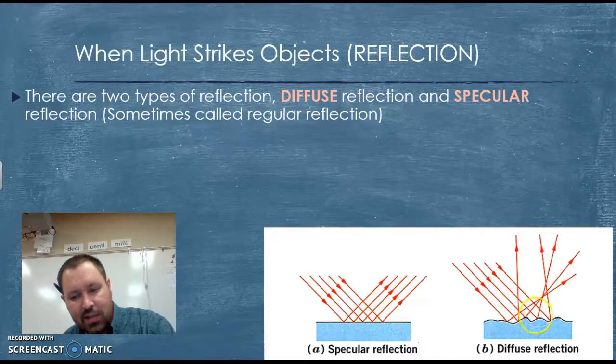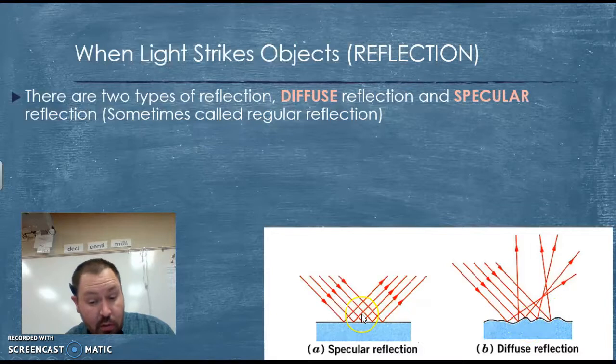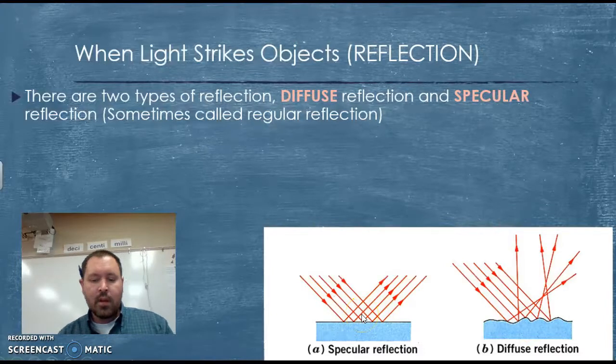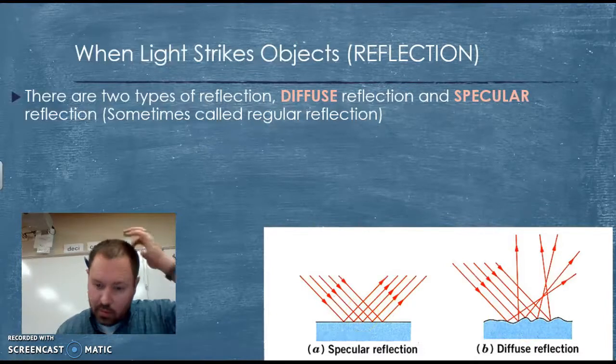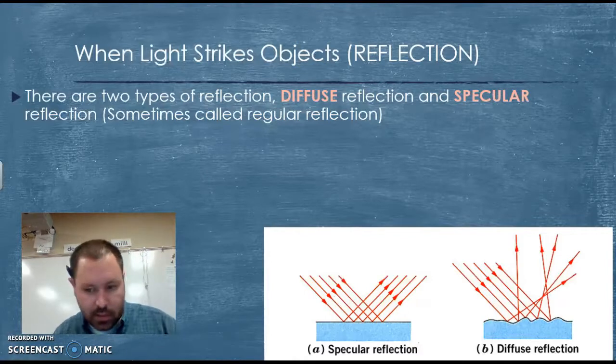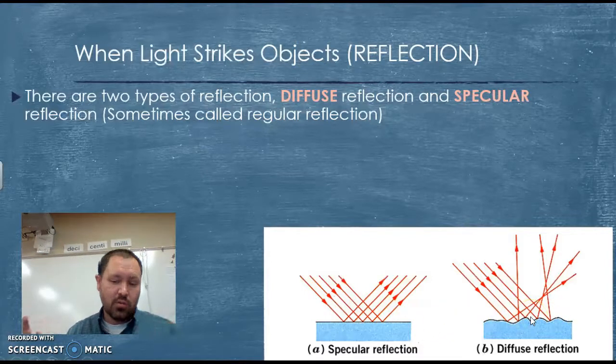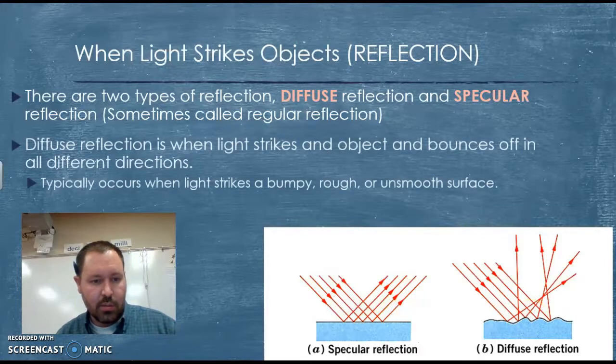Why? Because this surface right here is actually a rough surface. A smooth surface, maybe you've noticed this, reflects light a lot better. A smooth surface like a mirror or something like that. Whereas this surface, which is rough and bumpy, there's diffuse reflection and the light goes all over the place.